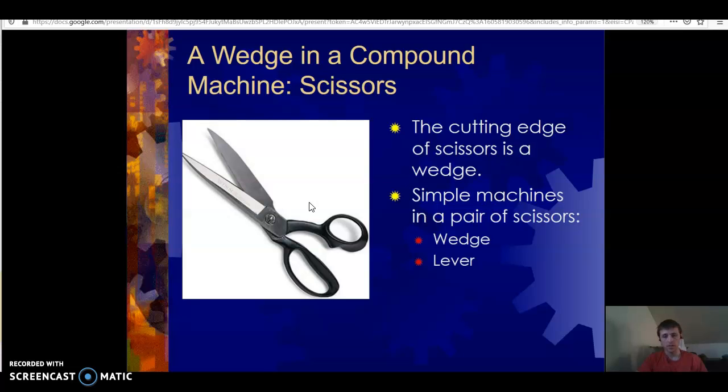Now that's a bit excessive, probably more than you would get out of a pair of scissors, but you get the general idea of how to do the math.